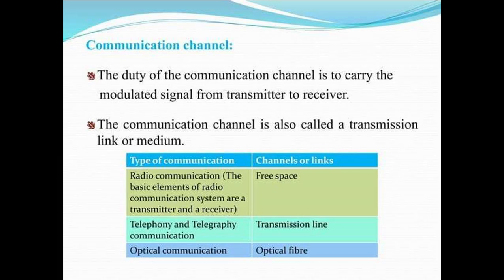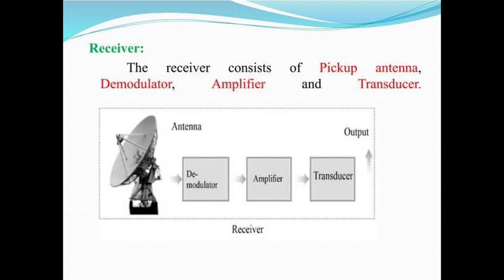Next, communication channel. The duty of the communication channel is to carry the modulated signal from the transmitter to the receiver. The communication channel is also called a transmission link or medium. What are the types of communication? Radio communication, and then telephony and telegraph communication, and then optical communication. What channels are used in each type of communication? First one, radio communication uses free space, telephony and telegraphy communication use transmission lines, and then optical communication uses optical fiber.